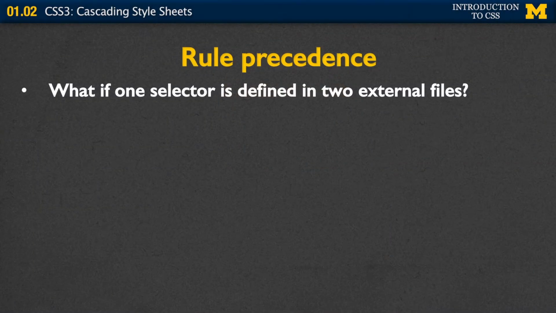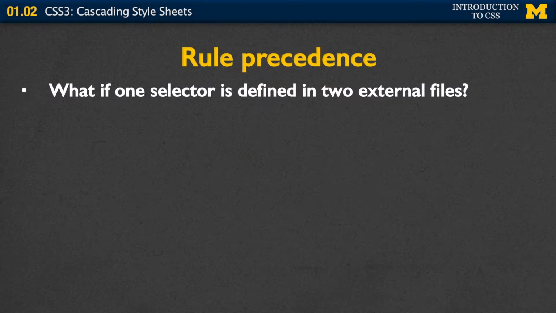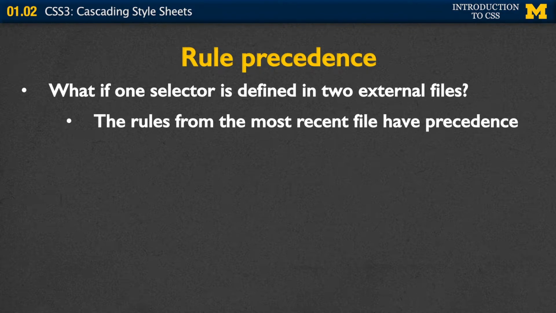All right, so we know how those four go, but what if you have a selector and you've linked to 2 or 3 different style sheets and that same H1 has been defined to be blue and green and yellow, but in different files? How does the browser know what to do? Well, the rules from the most recent file have precedence. What I mean by the most recent file is it goes up into the head section, goes 1, 2, 3, and looks at what order you listed them. And the last one you listed is the one that's going to have precedence.